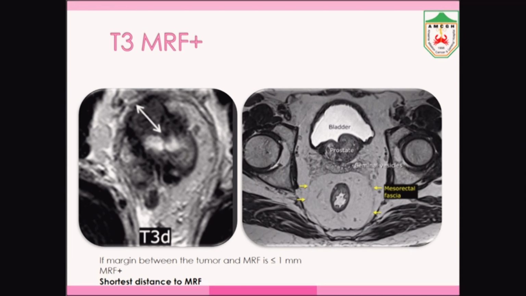Then we have to calculate the shortest distance to the MRF. We have to calculate the distance from the mesorectal fascia to the tumor as the shortest distance. If it is less than 1 millimeter, then the lesion will be threatening the fascia.